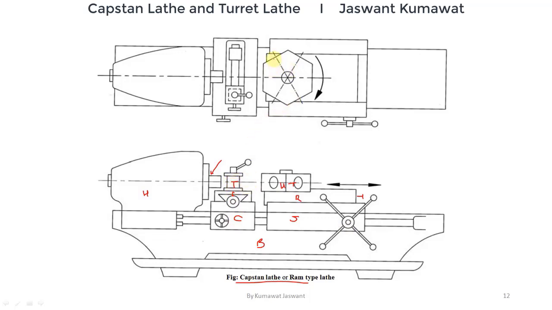This is the hexagonal turret having 6 faces. This is the hexagonal spindle. This hexagonal turret can be indexed when this ram is brought backward. As the capstan lathe is equipped with a reach over carriage, this is the rear and front tool post. Now we are able to define the construction of the capstan lathe.